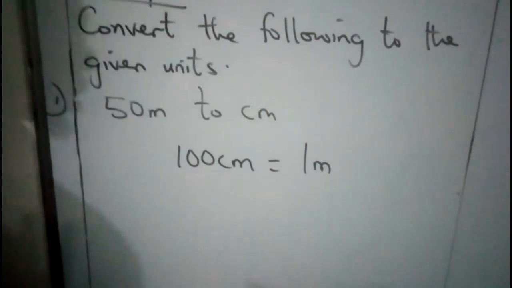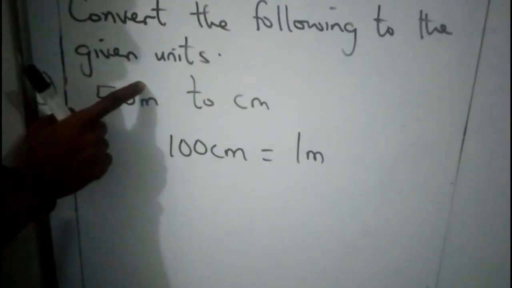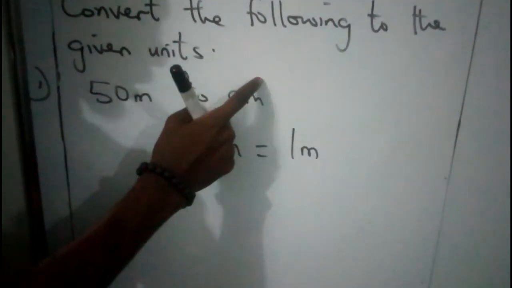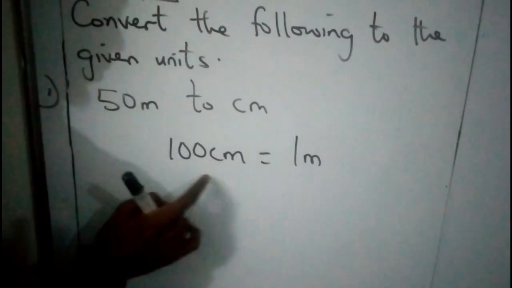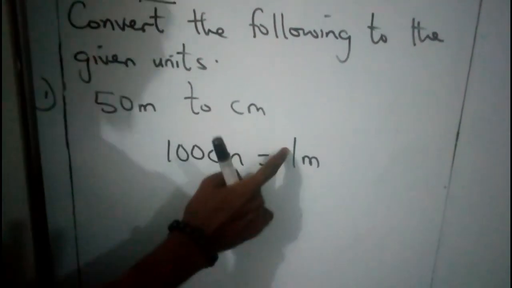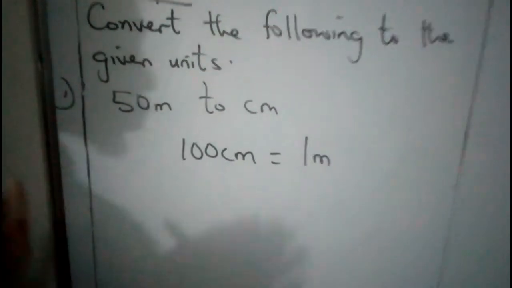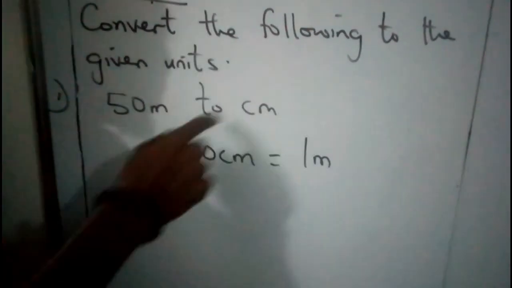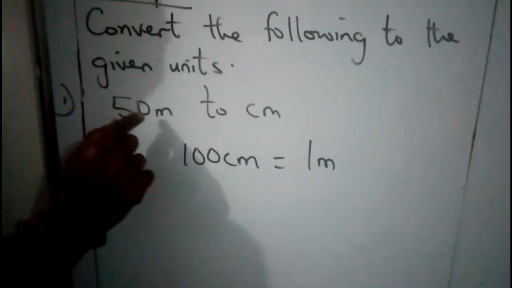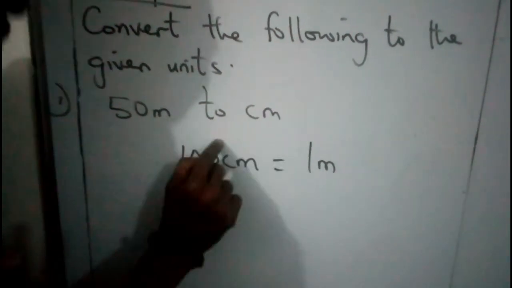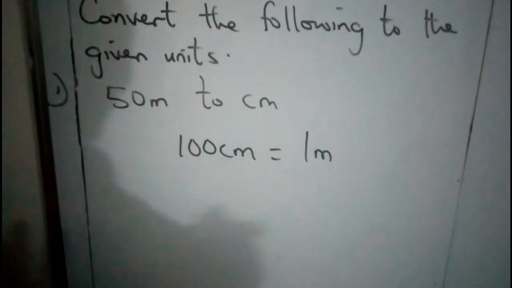Now the next thing is to see what you are going from and to. You are to go from meters to centimeters. And I've told you this is a bigger unit, this is a smaller unit. So in other words, you are going from a bigger unit to a smaller unit. And I have told you from the onset, when you are moving from a bigger unit to a smaller unit, you multiply by the exchange rate. So we are going to multiply 50 by 100 to get the equivalent in centimeters.